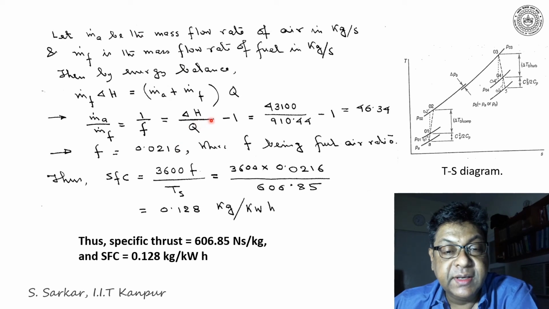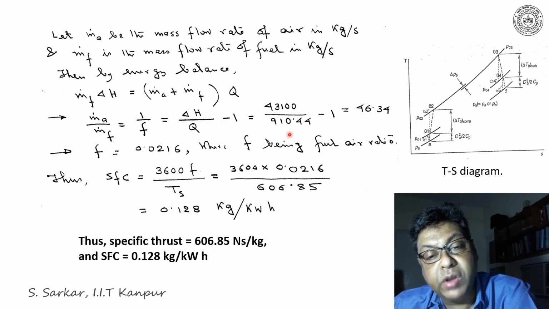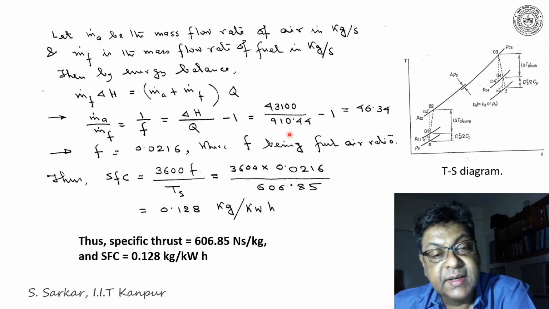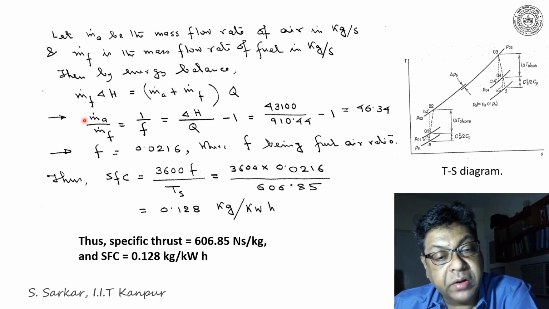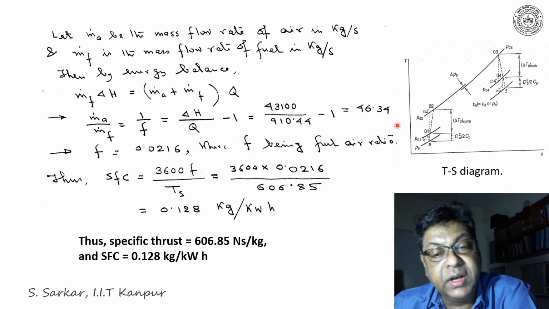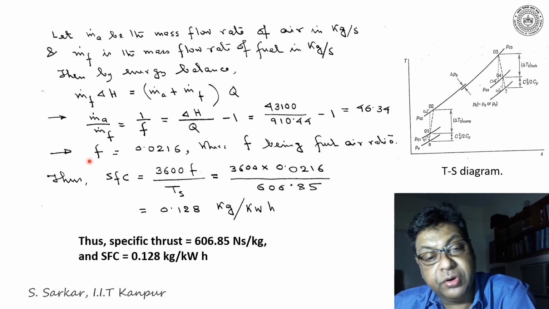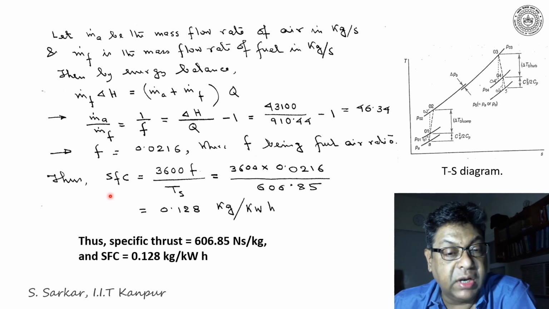Now del H is known as 43,100 and Q I have evaluated as 910.44. Thus I can calculate m dot A by m dot F as 46.34. Now inverse of 46.34 will give the fuel air ratio, thus f is equal to 0.0216. Now from this fuel air ratio, I can calculate specific fuel consumption.